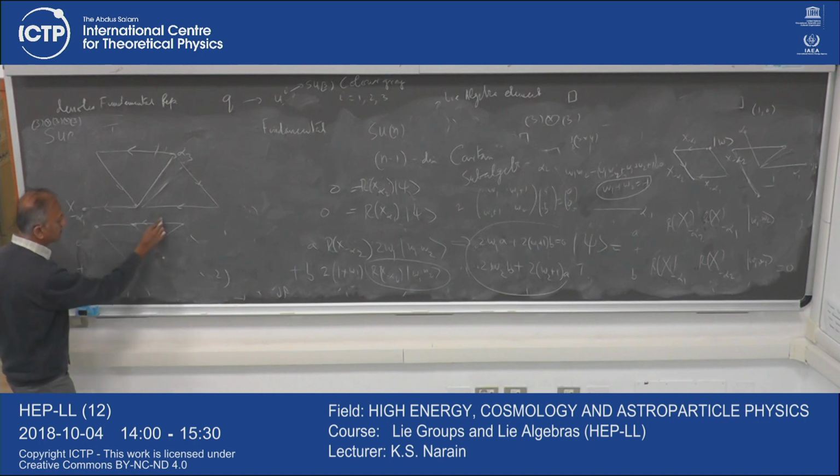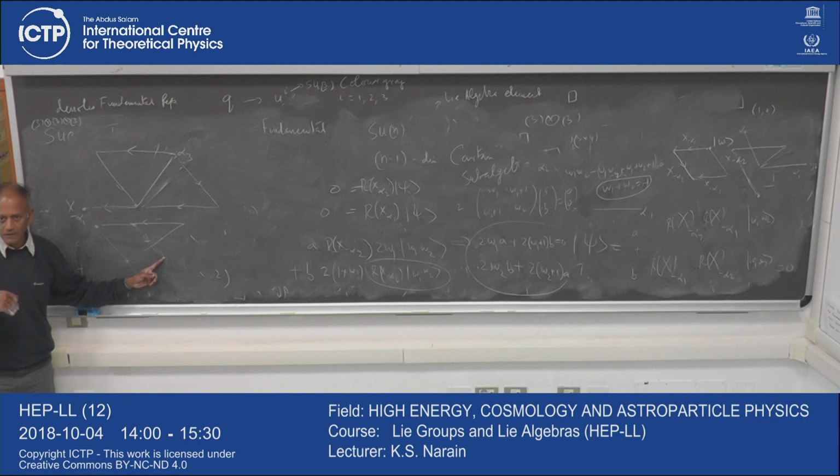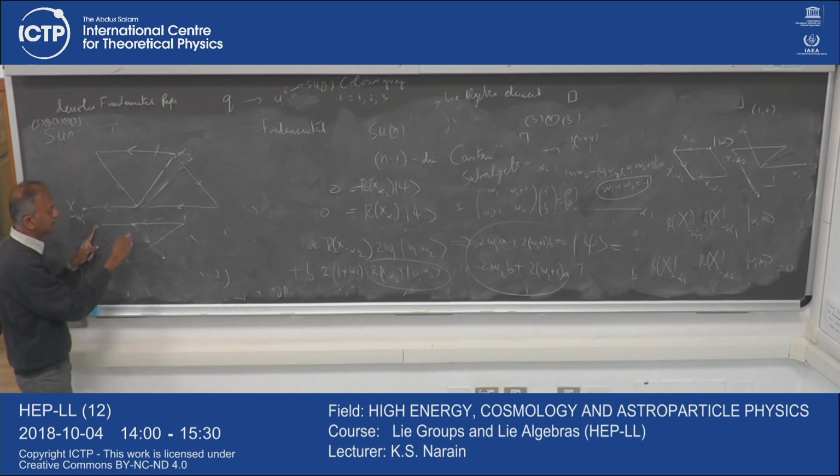To arrive here, there is only one way, because I'm only allowing lowering by simple roots. Alpha 3, as we saw, can be understood as a composite of alpha 1 and alpha 2, because of the commutator. So you don't need to worry about that at all. You come here, this is only one way, so the multiplicity here should be 1. No question about that. Also, to come here, there is only one way. So this has multiplicity 1, the highest weight. This has multiplicity 1. This has 1.